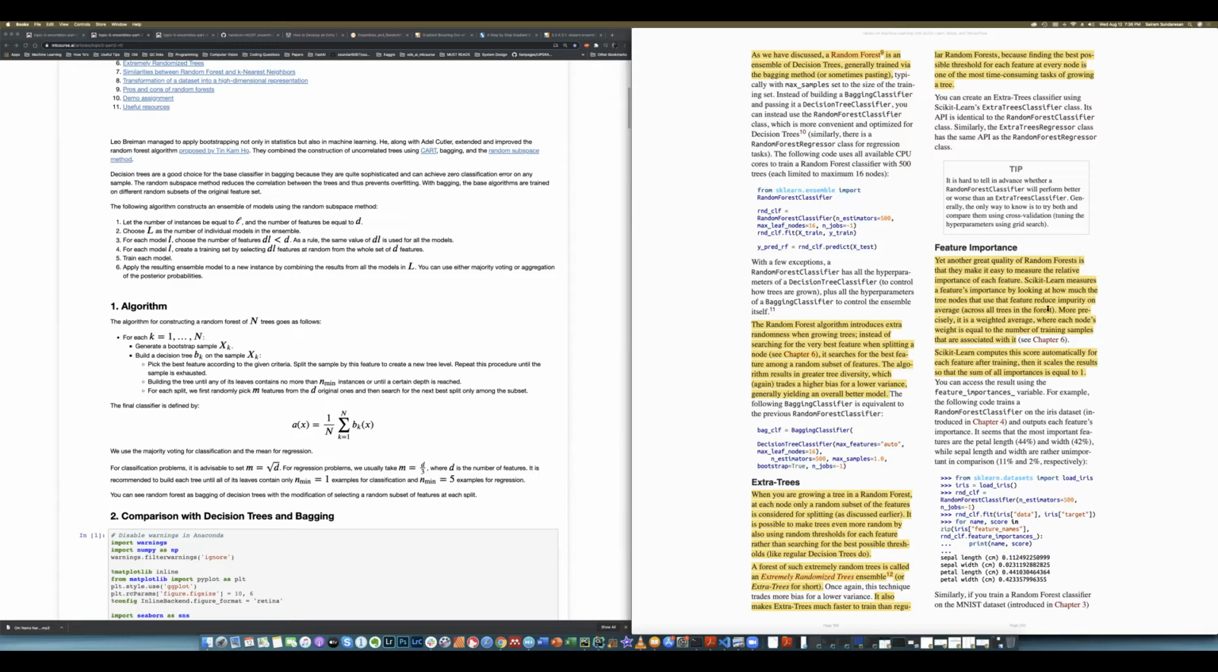Let's find all the nodes in the tree that use that feature to split on, and then let's see how much that feature reduced the impurity across all of those nodes, and then let's normalize this score across all of the features. That gives you the feature importance. If that sounds a little vague, I have an example.